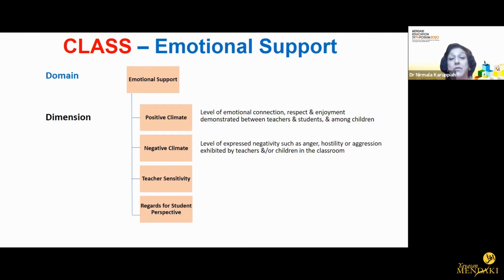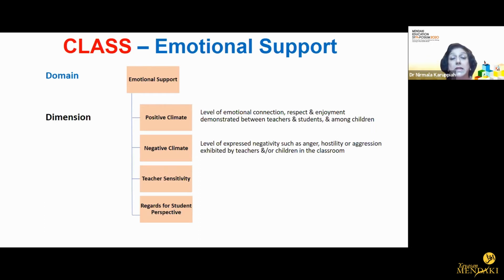Negative climate refers to the level of expressed negativity such as anger, hostility, or aggression exhibited by teachers and/or children in the classroom. For example, you may have teachers shouting at the children to keep quiet, or telling them not to fight or not to use bad language. She's shouting from one end of the classroom to the other, and then you have children screaming at each other, snatching things from each other. All these will contribute to the negative climate in the classroom.